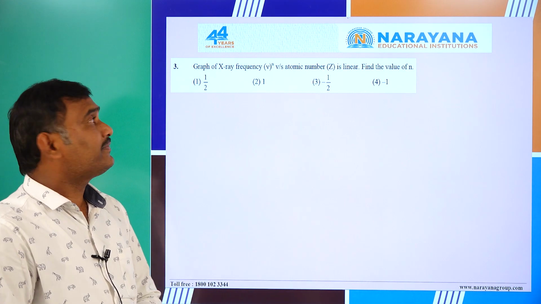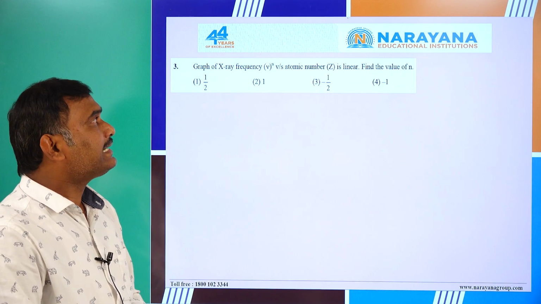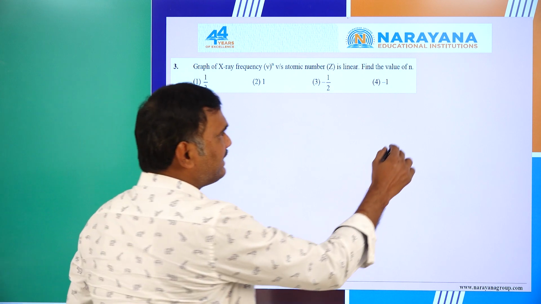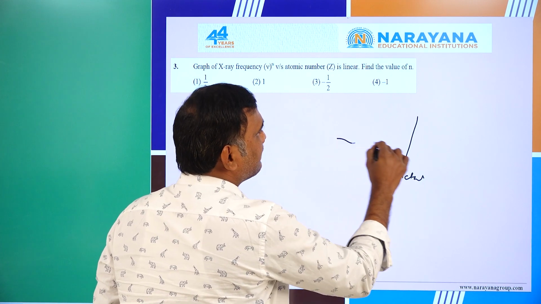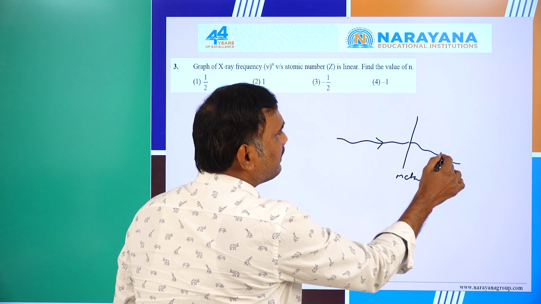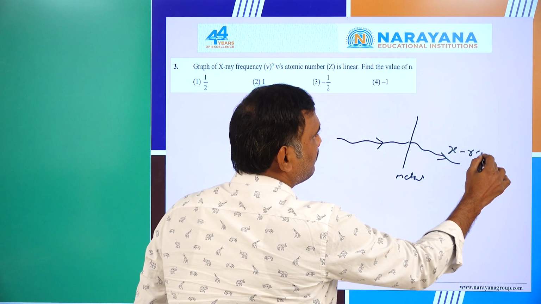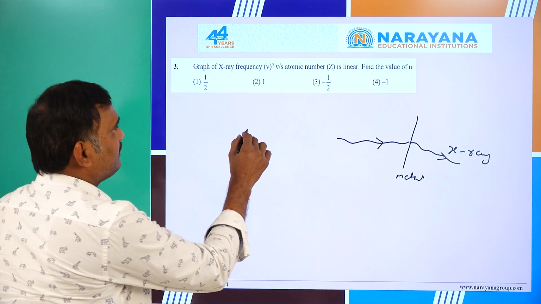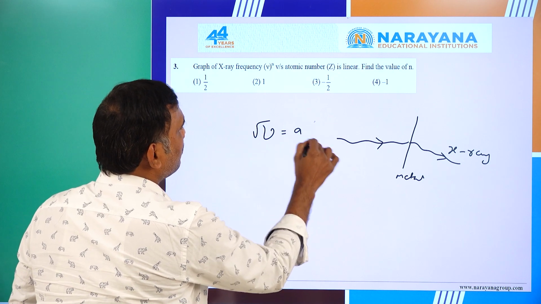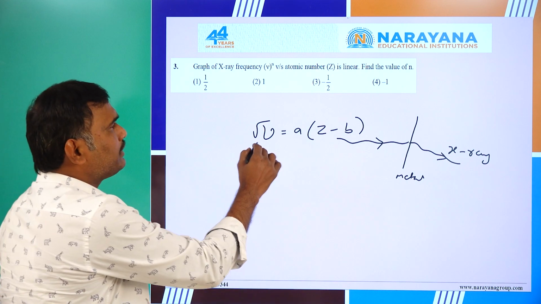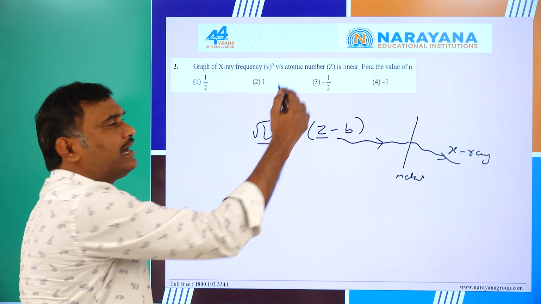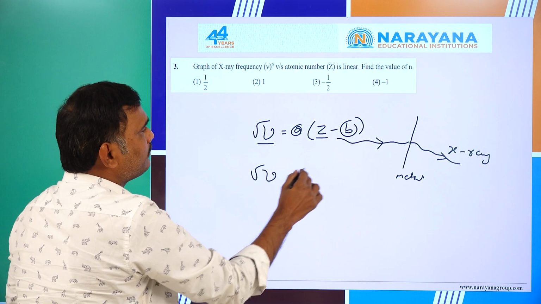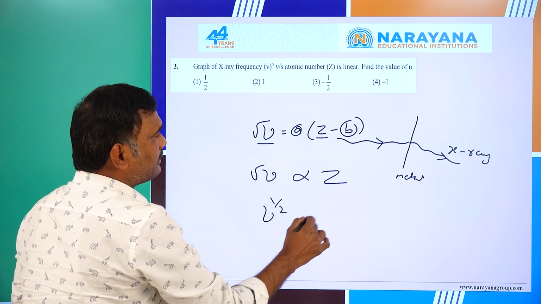The graph of X-ray frequency power n versus atomic number Z is linear; find the value of n. Yes students, this is Moseley's equation. Whenever a metal surface is irradiated with cathode rays, some unknown rays are released, those are X-rays. Now the frequency of X-ray versus atomic number: he proposed an equation, already you know students, root nu is equal to A into (Z minus B). Here nu is the frequency of the X-ray produced and Z is the atomic number of the metal used. A and B are constants. Based on that, root nu is directly proportional to Z, that is nu power 1 by 2 is directly proportional to Z.